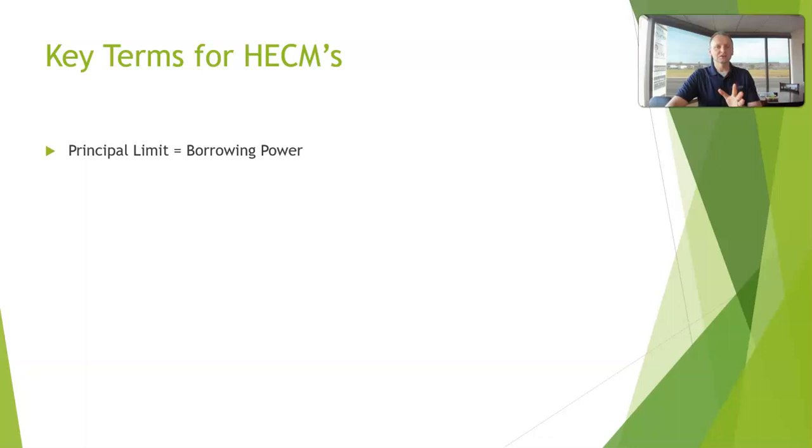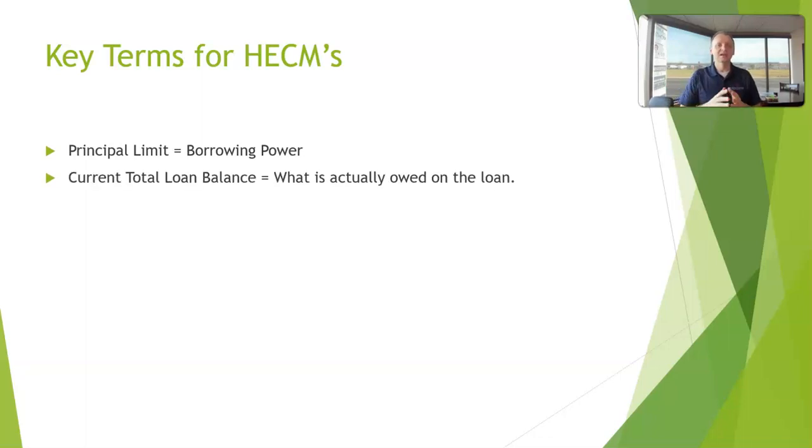That's why you'll see on your statement various lines that say things like current principal limit, growth principal limit, because your actual borrowing power on the loan could be increasing. Let's come back to that in just a moment. The next line is the current total loan balance. This is what you actually owe on your mortgage. It's very common that your total loan balance is actually less than your principal limit. Again, this is because you have not used everything that you have available to you with this mortgage.